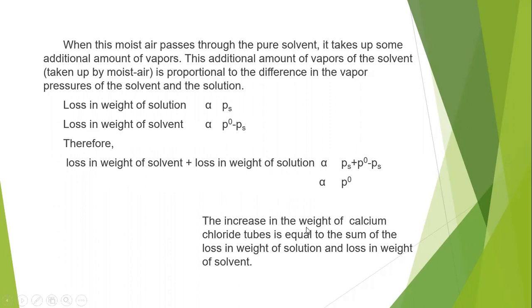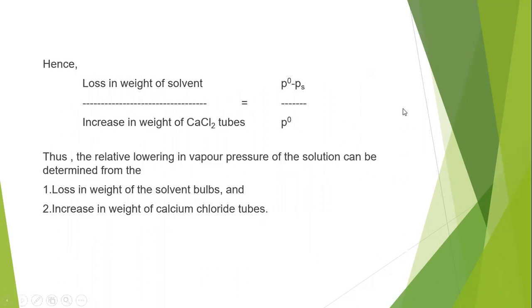So consider the increase in weight of the calcium chloride tubes. The air passed from the solution to the solvent goes to the U tubes, which contain calcium chloride, and the moist air is absorbed by the calcium chloride. The weight of the calcium chloride increases by an amount equal to the sum of the loss in weight of the solution and the loss in weight of the solvent. That must be equal to the weight gained by the calcium chloride tubes.